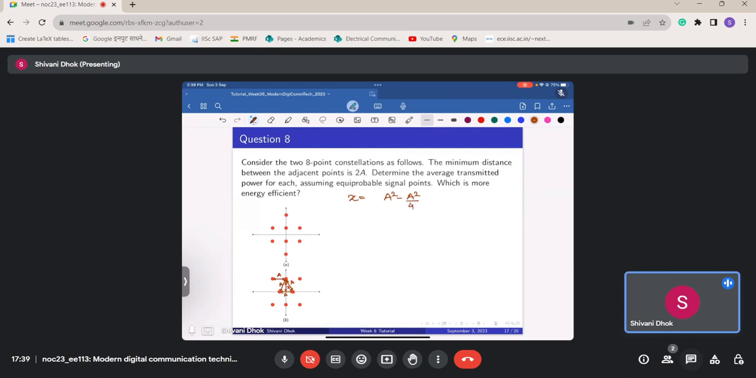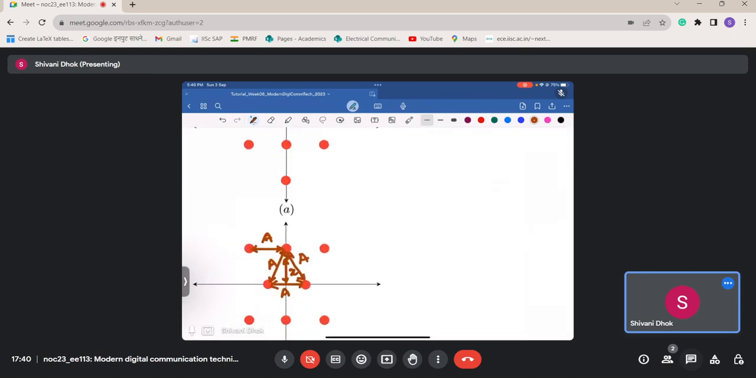Right, a square minus a square by 4 comes out to be 3a square by 4. This is x square that I am having. So what basically we are having is, this is a, this is root 3 by 2 a, or let me write it as x only, just for notational convenience. And this horizontal thing is also a, and so on.